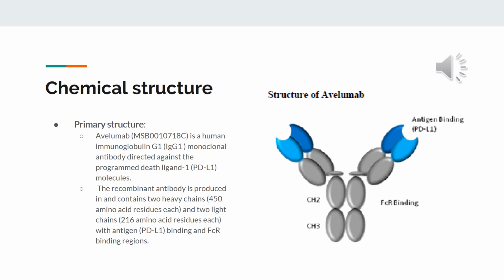Chemical structure of Avelumab. The primary structure. Avelumab is a human immunoglobulin G1 monoclonal antibody directed against the programmed death ligand 1 molecules. The recombinant antibody is produced in and contains 2 heavy chains, colored gray in the picture, and 2 light chains, colored blue in the picture, with antigen PD-L1 binding and Fc receptor binding regions.